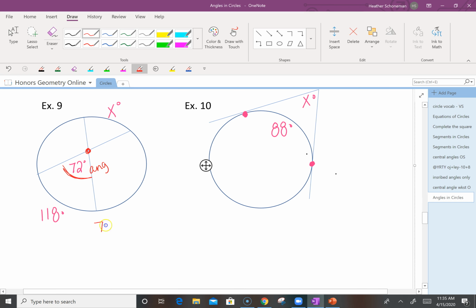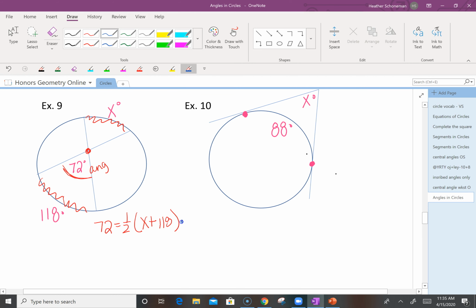So my angle is 72, and it equals 1/2. When it's inside, it's the sum of the two arcs. Well, if it's the sum, it doesn't matter what order you write them in. So that's going to be x plus 118. Okay, well, I can distribute the 1/2, but then I'm going to have a 1/2 x. So I don't want to mess with that.